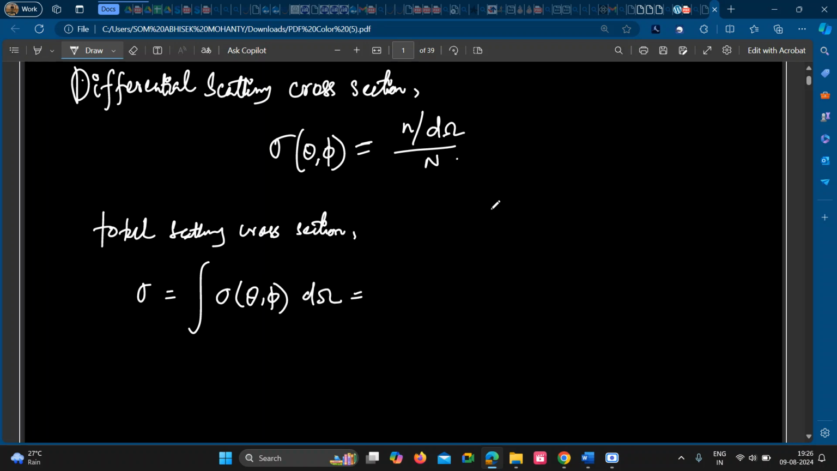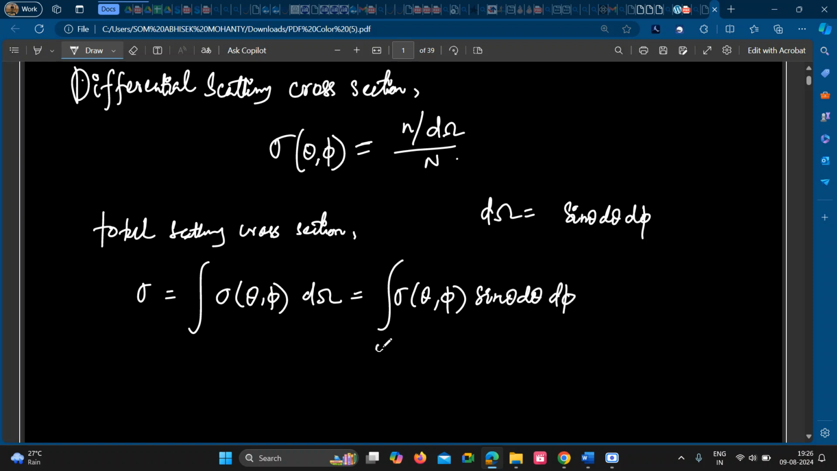Now d omega is actually sine theta d theta d phi. So we'll substitute it here: sigma theta phi sine theta d theta d phi, integration 0 to 2 pi and integration 0 to pi. So this 0 to 2 pi is the limit of d phi and 0 to pi is the limit of d theta. Okay, let's do a numerical. From there, you can understand what I'm trying to say.